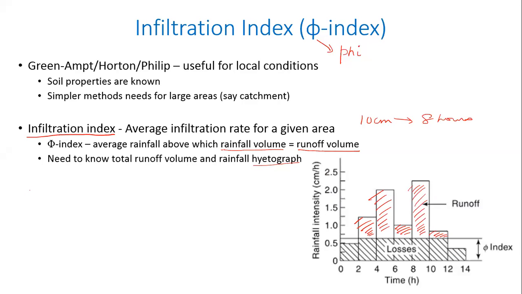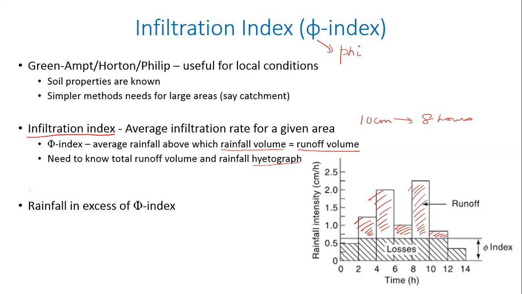But to know this, you need to know the total runoff volume and the rainfall hyetograph. To be able to find out what this phi index is, you need to know both the rainfall hyetograph and the total runoff volume, for a given watershed or for a given catchment.